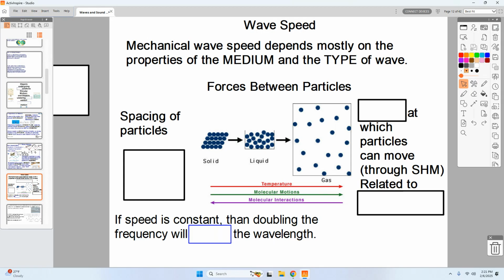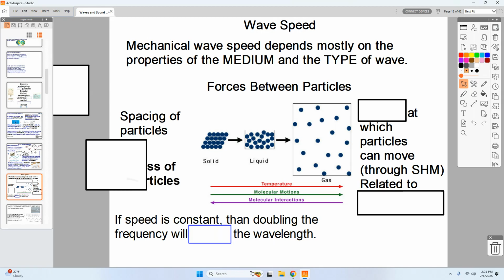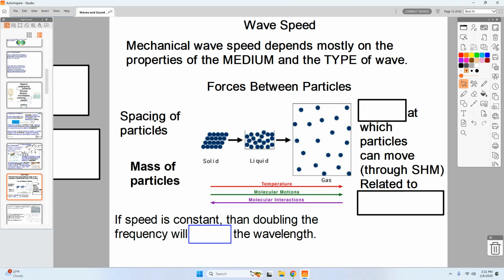The mass of the particles can affect the speed at which the energy transmits. And I want to take for a second different kinds of gases. We normally listen to sound through air. But if you listen to sound through helium, it sounds quite a bit different, right? You may have seen people that inhale helium from a balloon and then talk and their voice goes really high pitched. That's because the mass of the helium is different than the mass of the air particles. So mass affects it.